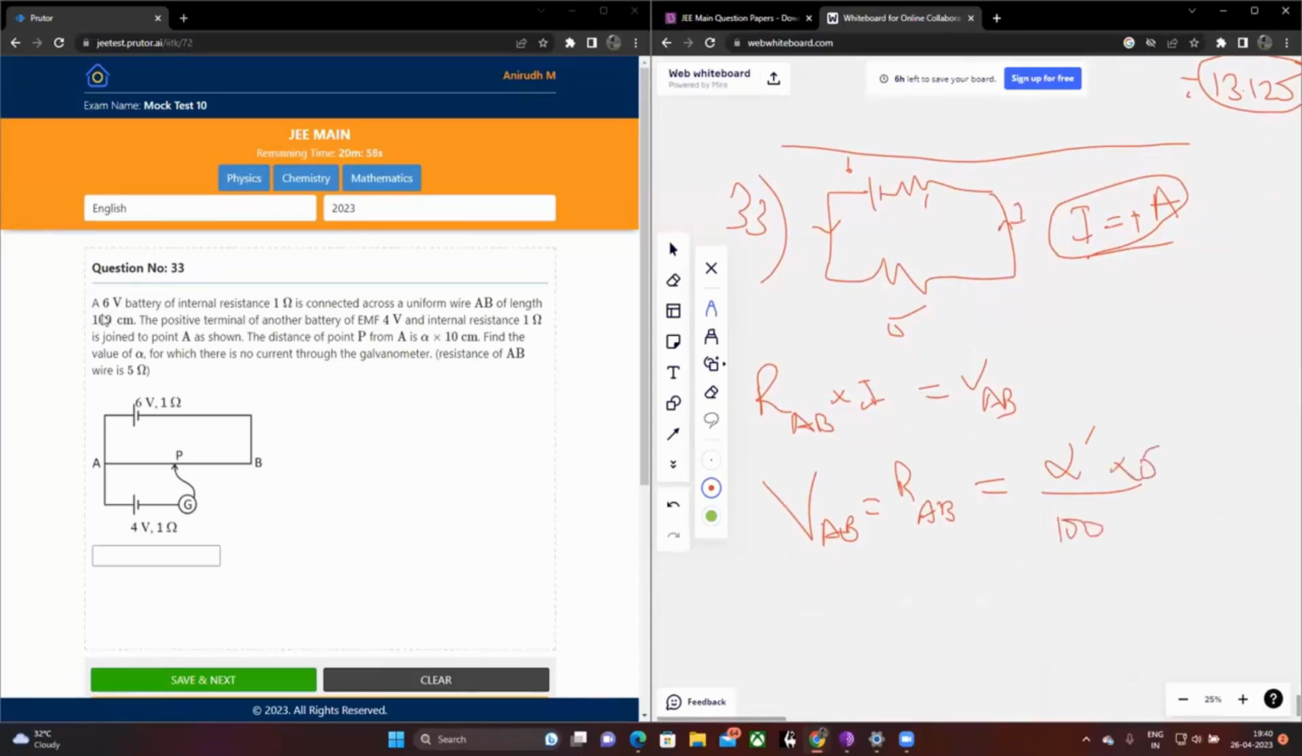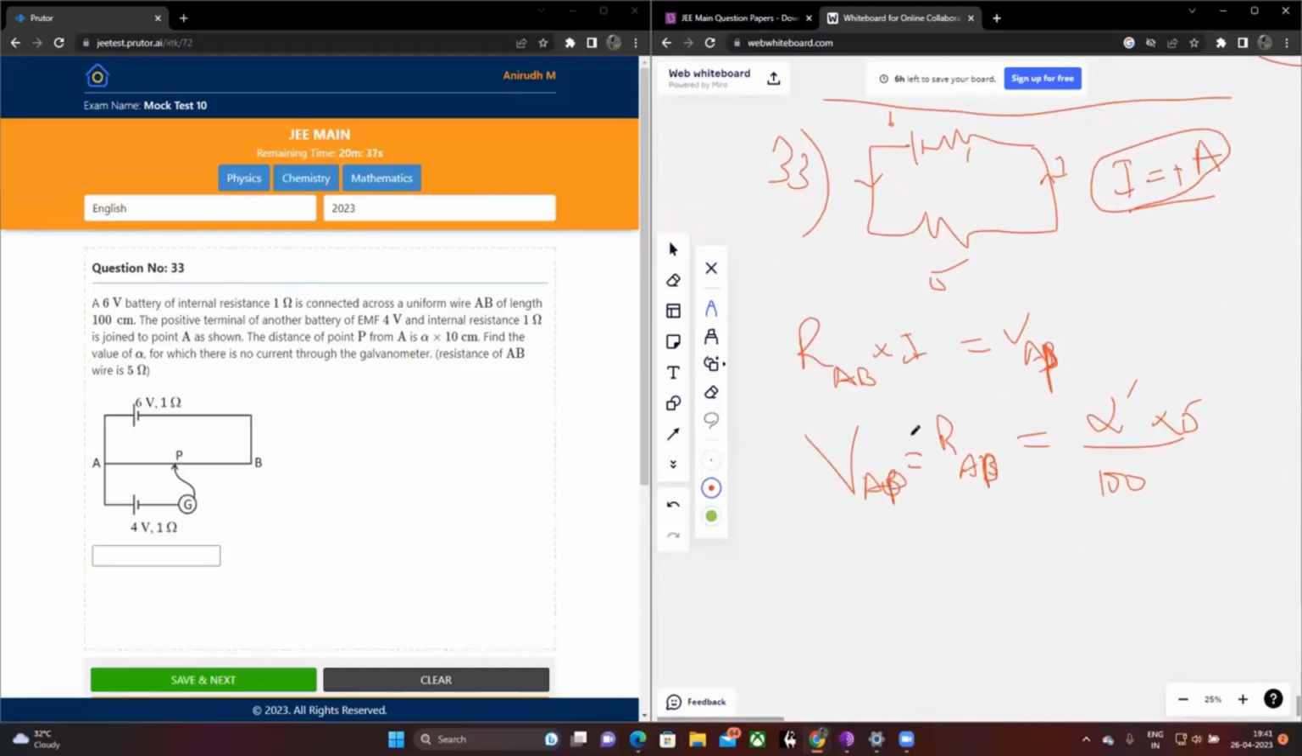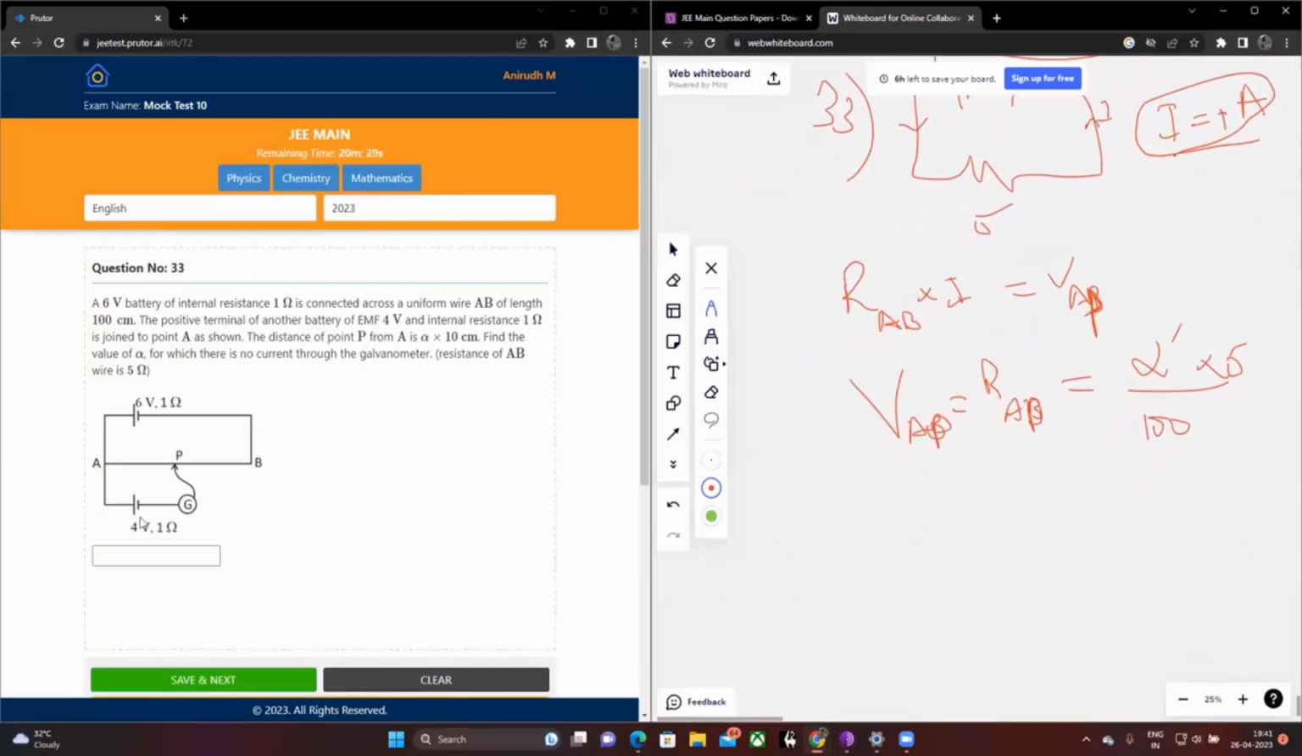Because the total length is 100 centimeter, alpha dash by 100 into 5 is going to give you your resistance of AB. So AP is equal to alpha dash into 5 by 100. We now have to consider this potentiometric device, where if there is no current through the galvanometer, then the potential across AP is going to be the potential across this AG also.